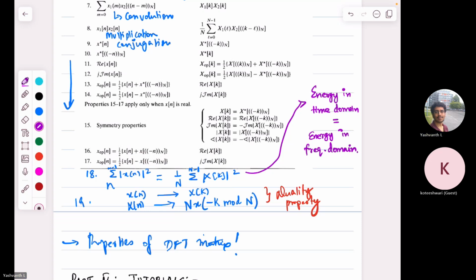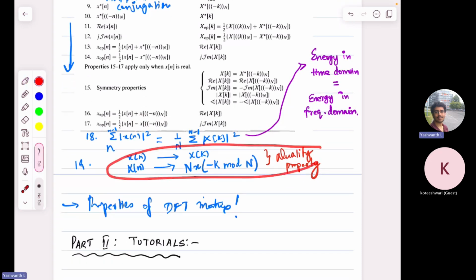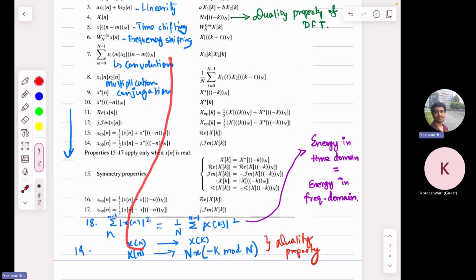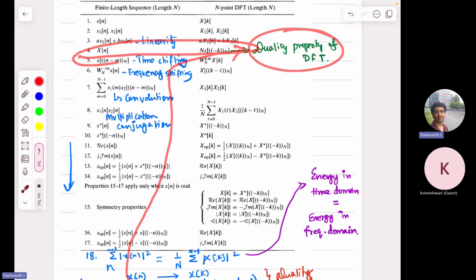Okay, that is basically your Parseval's relation. And the 19th I wrote, but this is really the duality property which I discussed above. This property is what is called duality. The fourth one is what is called the duality property, which I've already discussed.